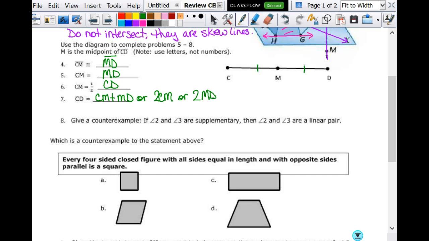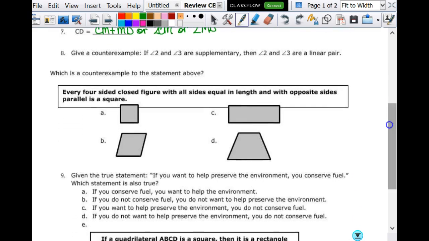Then it says, give a counterexample. If angle 2 and angle 3 are supplementary, then angle 2 and angle 3 are a linear pair. Remember, if you want a counterexample, you want the first part to be true and the second part to be false. All right, so if I have this, 2 and 3, this is not a counterexample. That supports that. That makes them supplementary and a linear pair. So that's not a counterexample.